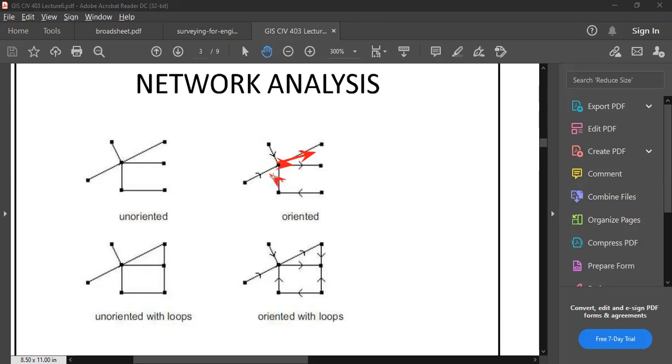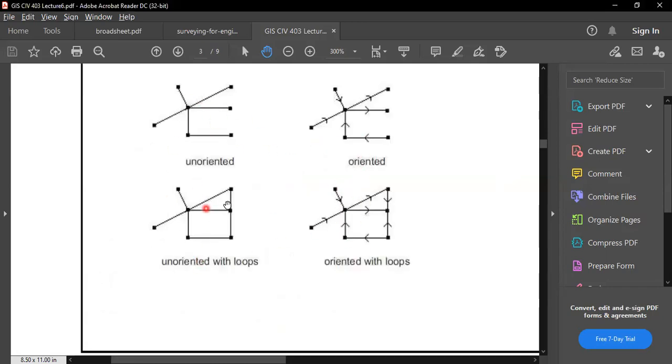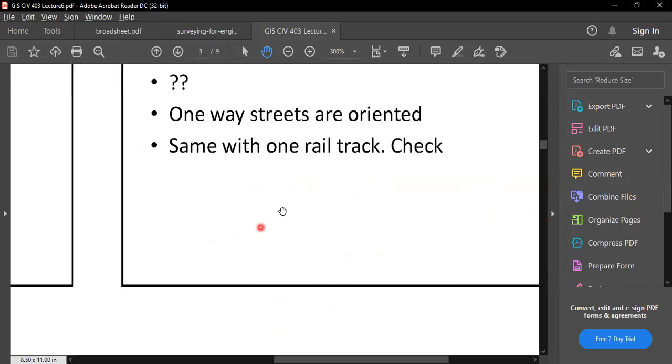So you can model existing systems, or you can design a network and then implement it. Put that in your mind. So that is it. You can have the loops. This is looped on the right hand side. On the left hand side, these are not looped. These are unoriented. These are looped. These are oriented. This is looped and oriented. Is that okay? So it's important to know that.